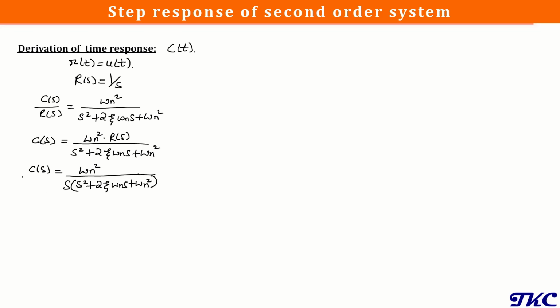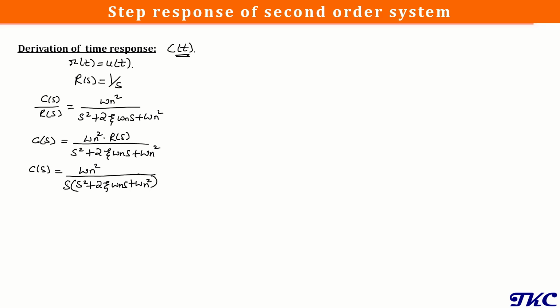Now here we need to find C of t. So we need to take the inverse Laplace of this term in order to get C of t from C of s, because we need the output in the form of time so that we can substitute time and get the output at that time. Right now it is not in a standard form, so we cannot take the inverse Laplace directly. So what do we need to do? We need to do some mathematical operation here so that we can get this expression in a form where we can apply the inverse Laplace.